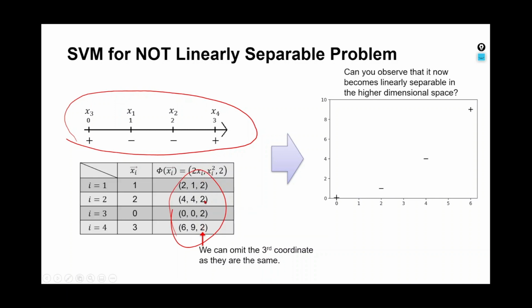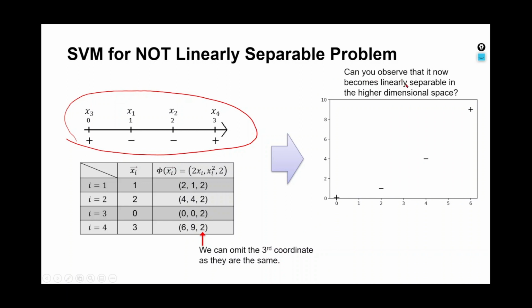Since the third coordinate is the same for all the points, we can ignore the last coordinate. We can just plot 2, 1 over here, 4, 4 here, 0, 0 here, and 6, 9 over here. If you really want to introduce the last coordinate, you can do so. You just introduce another dimension, and all these points will just come up by 2 steps.